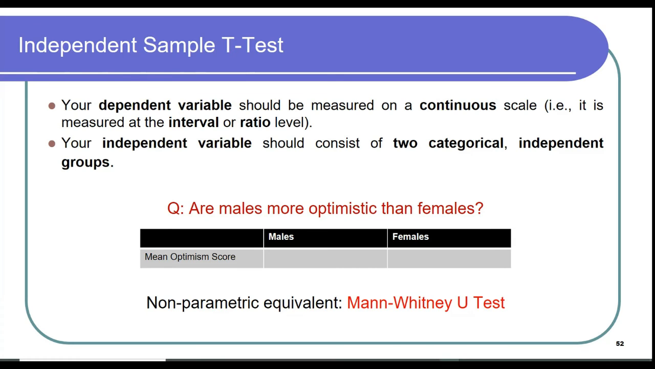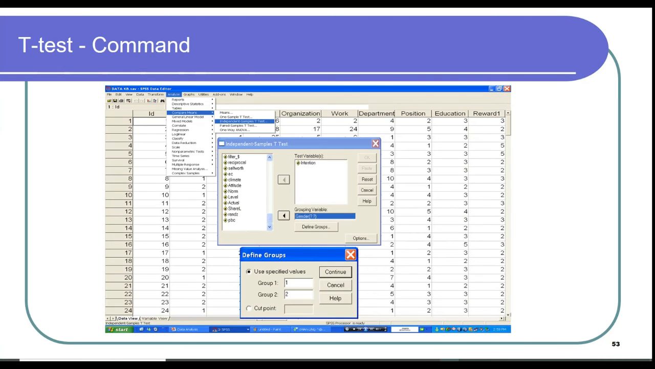So your research question can be like this: are males more optimistic than females? Because we want to have a comparison between males and females. The equivalent non-parametric test of the t-test is the Mann-Whitney U-test. If your continuous variable is not normally distributed, you can go for the equivalent non-parametric test, which is the Mann-Whitney test.